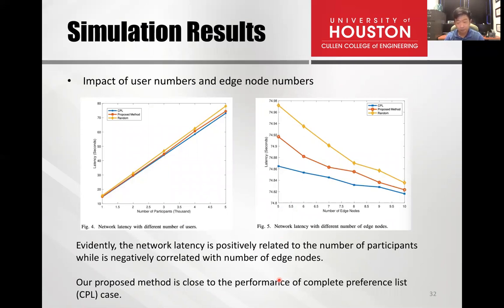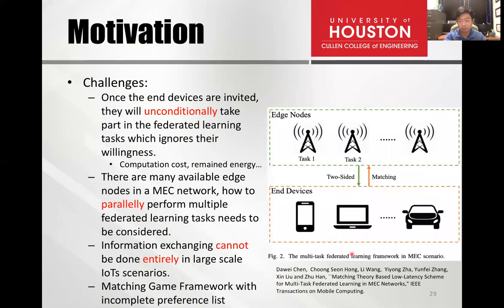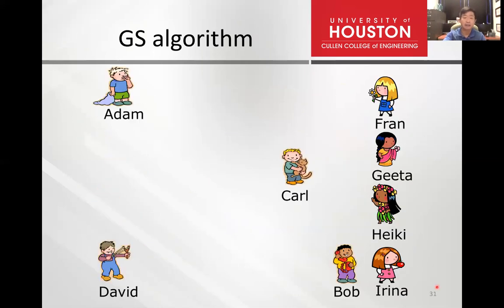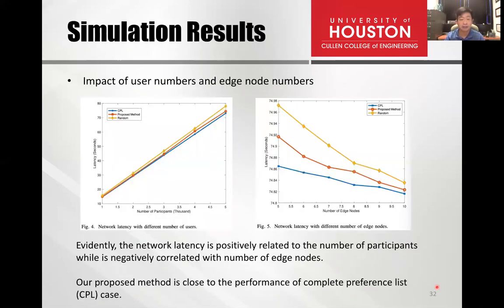For details, please see our paper, which I put here. The results show that as the number of edge nodes increases, we can reduce a lot of latency. And as the number of users increases, our performance is also better. So we can see that the proposed distributed game theory solution with low complexity indeed has good performance.